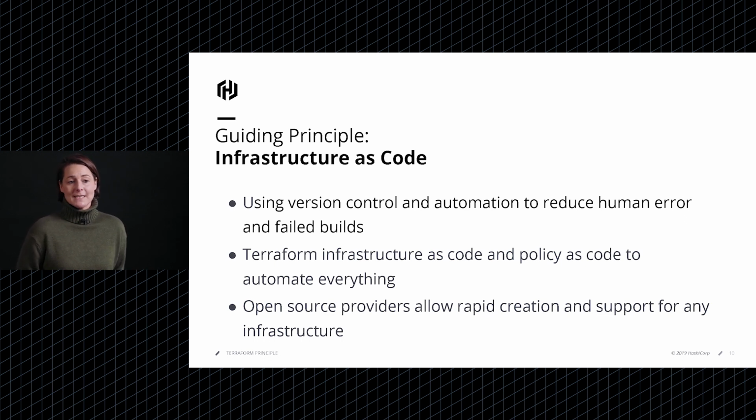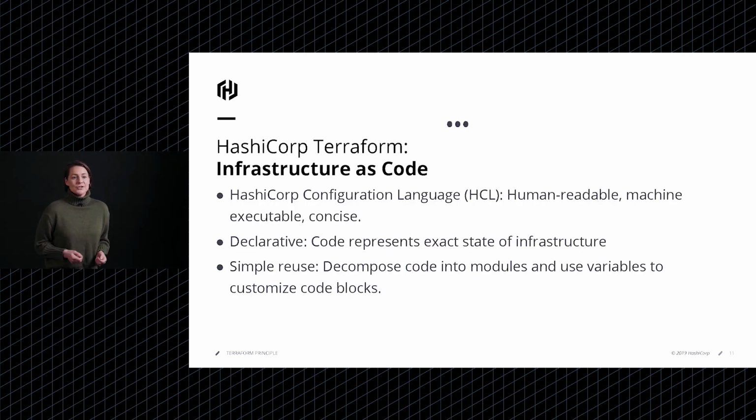over 200 different types. HashiCorp Infrastructure as Code uses what we call HashiCorp Configuration Language, or HCL. HashiCorp Configuration Language is human readable, machine executable, and very concise, meaning that if you compare it to some of its competing solutions, it will be about 50% less code and very modular.